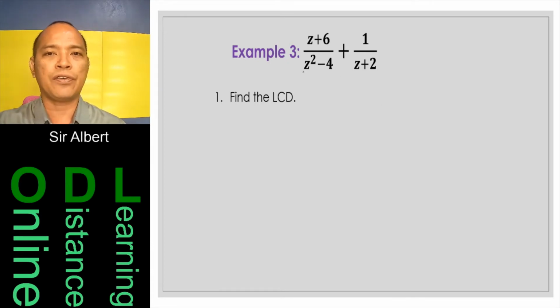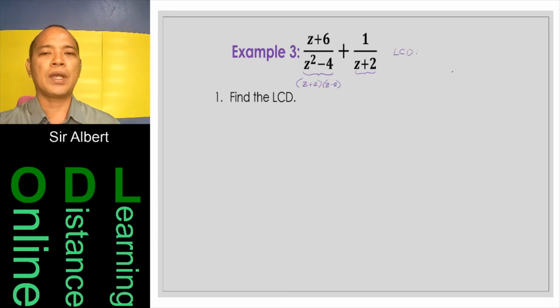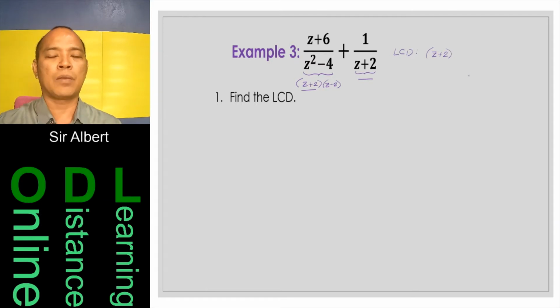Z squared minus 4 is a difference of two squares, so it can be factored as z plus 2 times z minus 2. The other denominator of z plus 2 cannot be factored further, so it remains as z plus 2. To get the LCD now, we use two steps. First step, get the common factor. Z plus 2 is a factor that is present in both denominators. So our LCD would contain the factor of z plus 2.